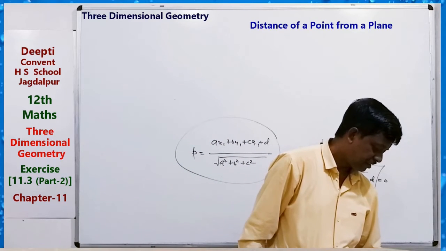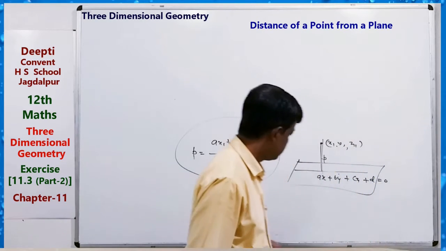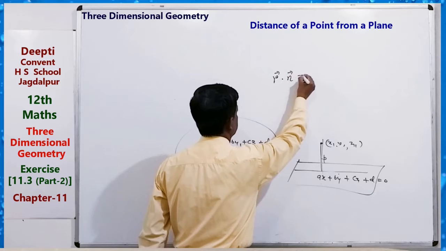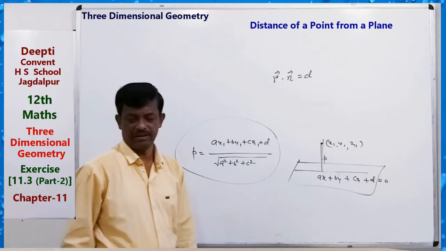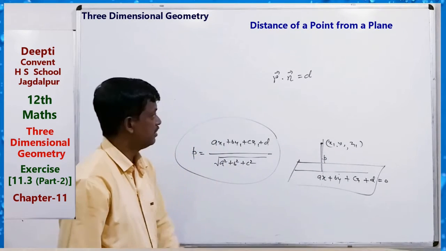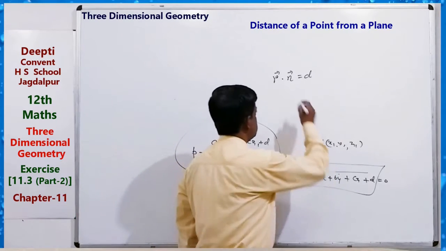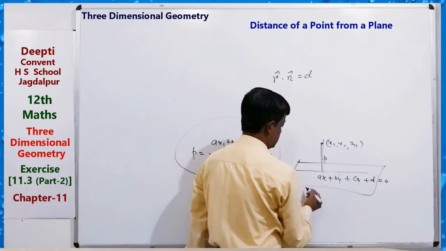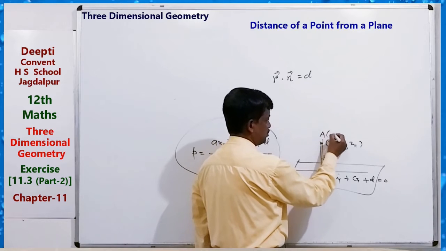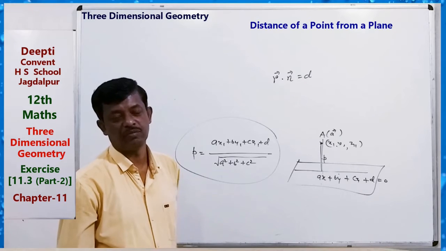This is in Cartesian form, and in vector form also we can suppose, just like r dot n equals d. This is the plane in vector form. Here the plane is in Cartesian form, and here the plane is in vector form. Its equation is this, and for a point A, its position vector is vector A. Then how can we write the perpendicular distance formula?